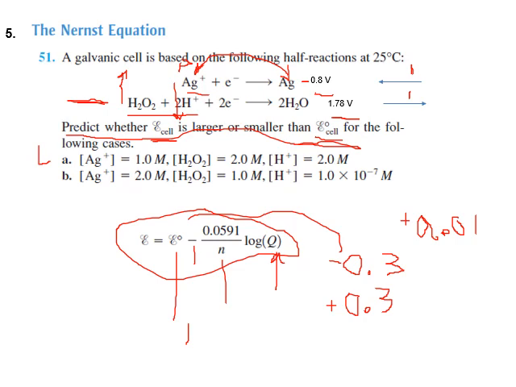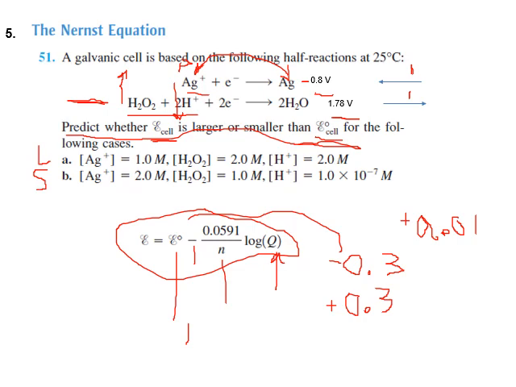Or it would be easier just to look at it and say, okay, we have more products than we had originally, so we've increased the products concentration, and according to chapter 15, according to Le Chatelier's principle, if we increase the concentration of the products, it drives the equilibrium to the left, which in this case means that the actual voltage of the cell will be smaller. So for part B, we'll put S to show that it's smaller.